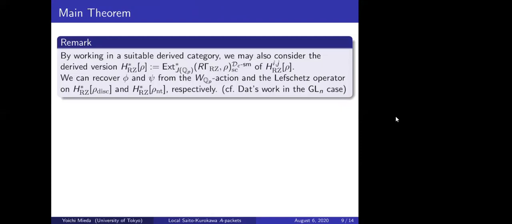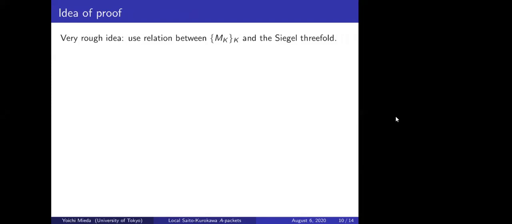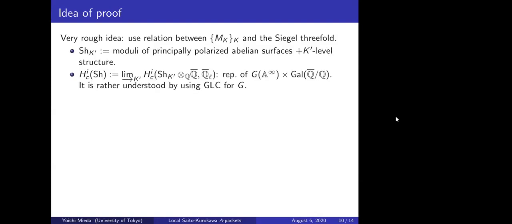So in the remaining part of this talk, I will explain an idea of the proof of the main theorem. The very rough idea is an extension of the GL2 case: use a relation between the tower of Rapoport-Zink spaces and the Siegel threefold. Let S_K be the moduli of principally polarized abelian surfaces plus some level structure, and I will take a cohomology of the tower. This is a representation of GSp4(A_f) across the absolute Galois group, and it is rather well understood by using the global Langlands correspondence for GSp4.